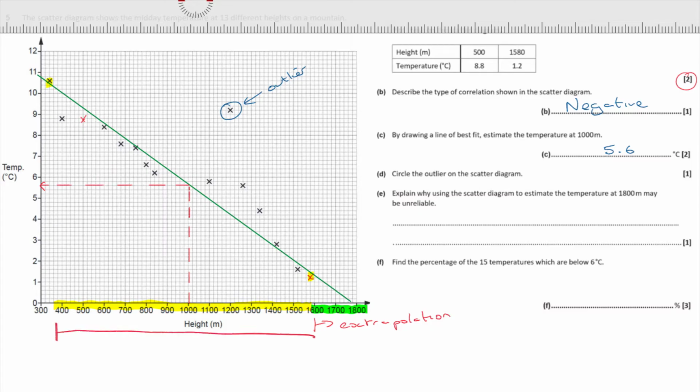Just out of interest, if you do look up values between here and here, it's called interpolation. Interpolation. And that is good. Interpolation good, extrapolation bad. So that's my reason.